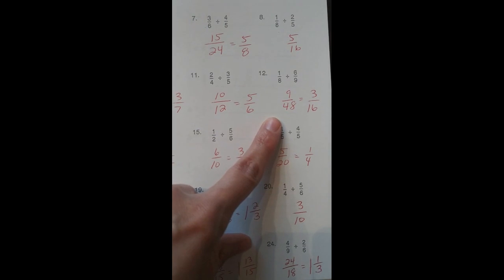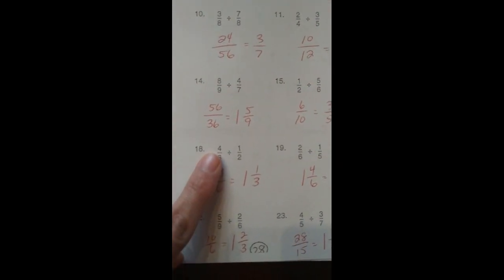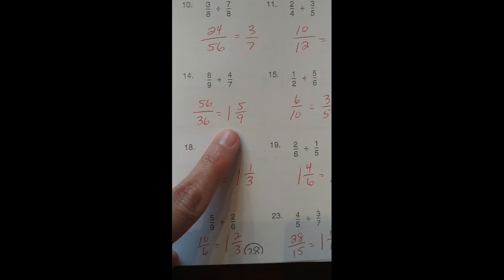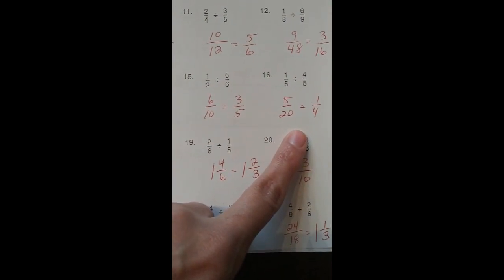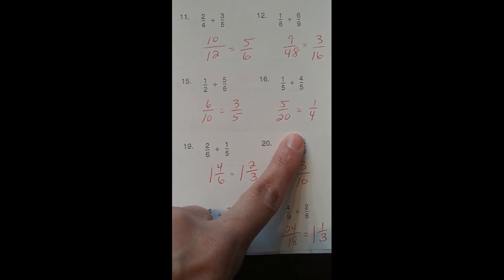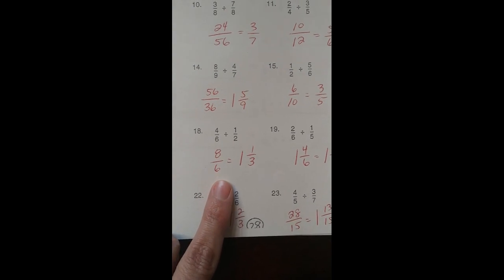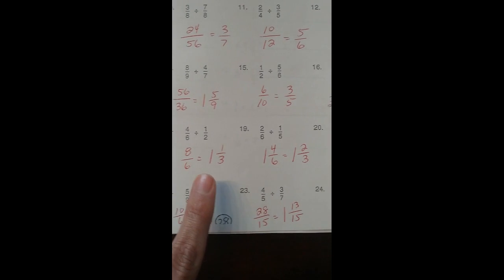Simplified to 3/16. Number 14 is 56/36, which is an improper fraction. You would have simplified it to 1 5/9. Number 16 is 5/20, simplifies to 1/4. Number 18 is an improper fraction. 8/6 is simplified to 1 1/3.